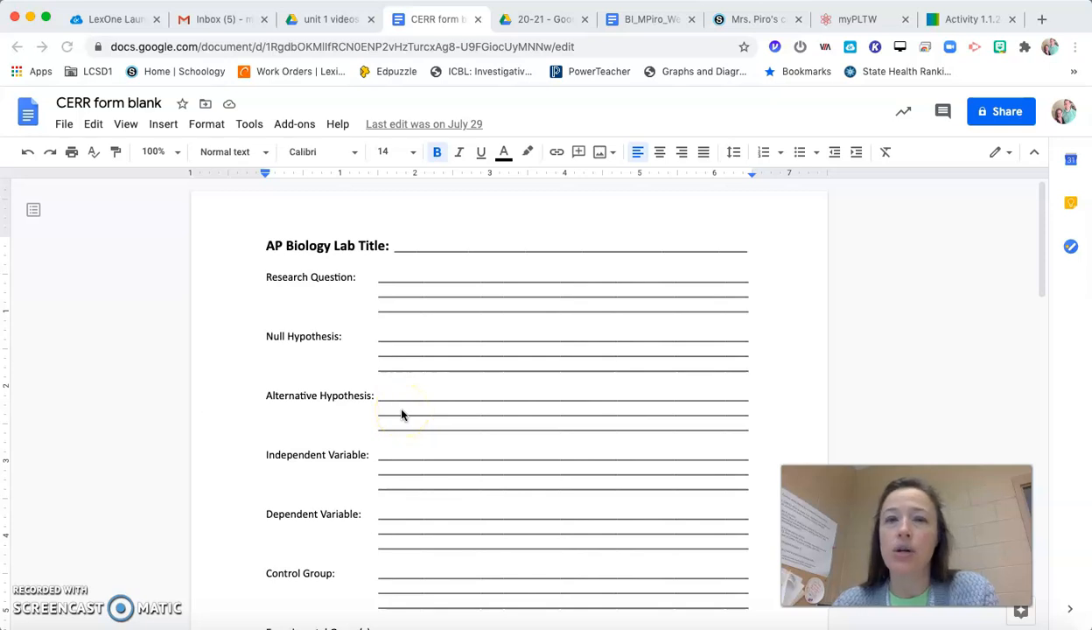Alternative hypothesis, this is what you normally think of when you think of a hypothesis. So you would write your alternative, and it can be very generic. You could just say there will be a difference in the groups, or you can be specific and pick a group that you think will go higher or lower or whatever your values are.